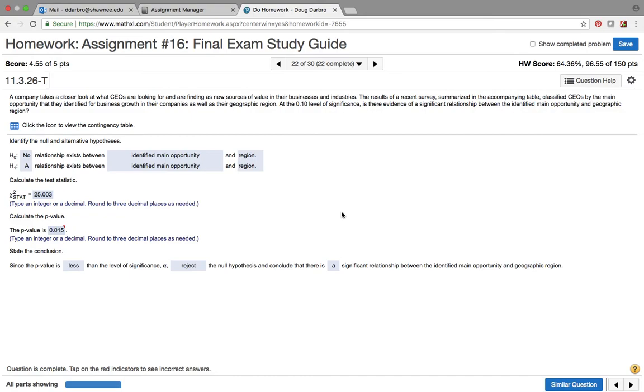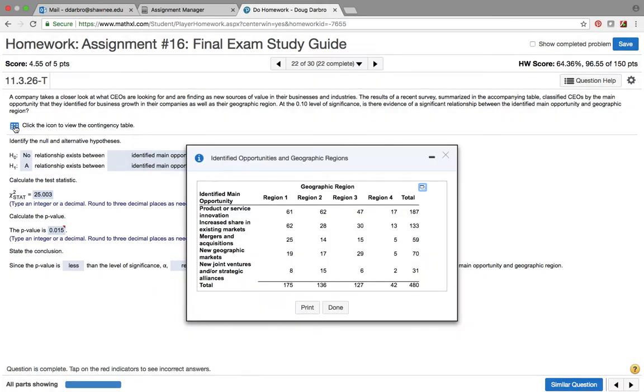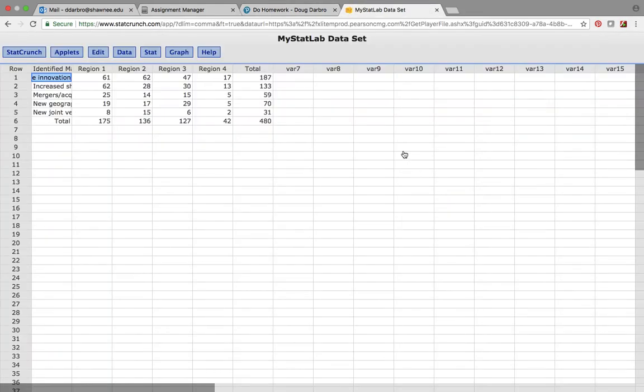So let me show you where we end up getting these answers. The first thing you notice when you look at the data is that you're looking at geographic region over the identified main opportunity for the CEO. So first thing I'm going to do, while I'm here, is input this into StatCrunch.